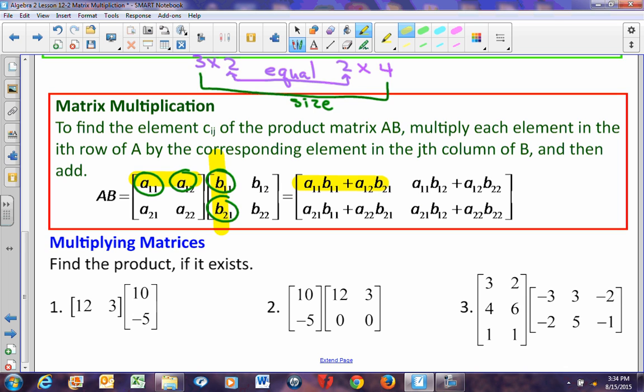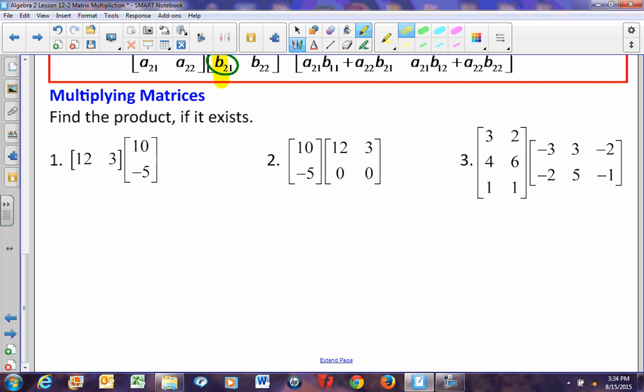So let's look at these 3 matrices, and let's see if we can multiply them. Let's find a product if it exists. So we have 12, 3, and 10, negative 5. First of all, let's see if it has, okay, this is a 1 row, 2 columns. And this is a 1 column, 2 rows.